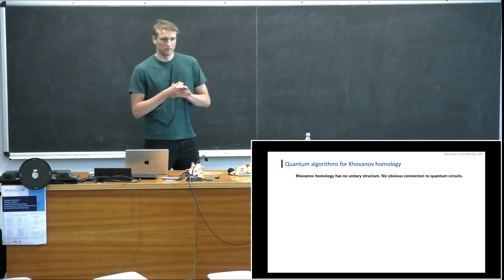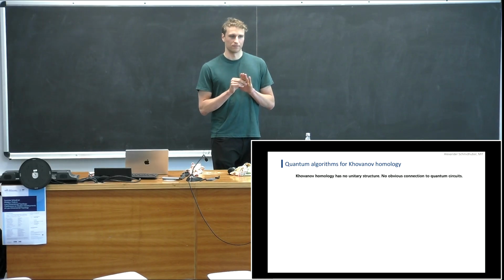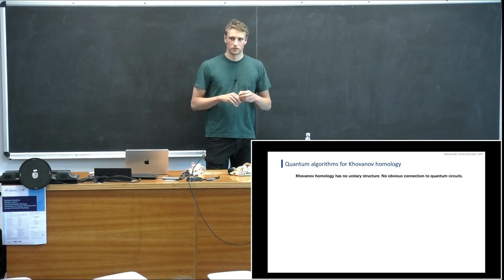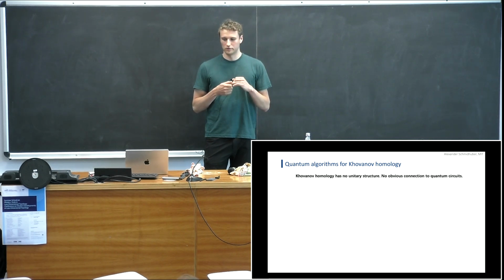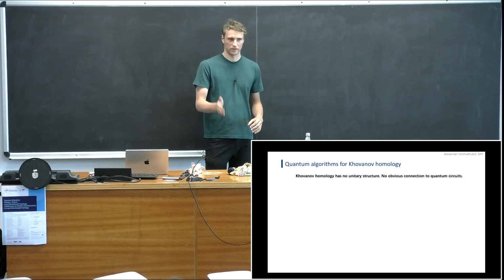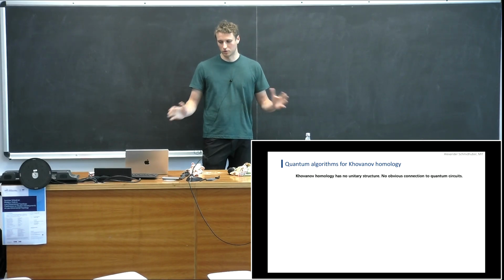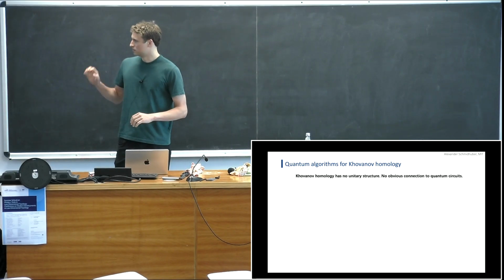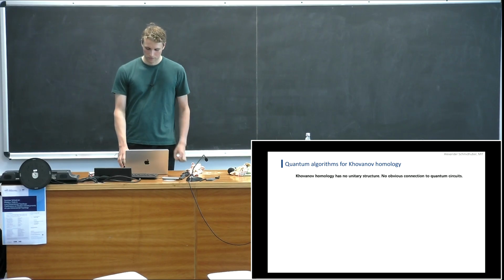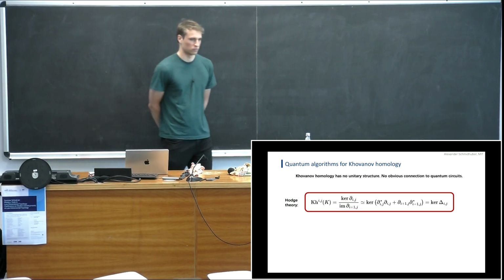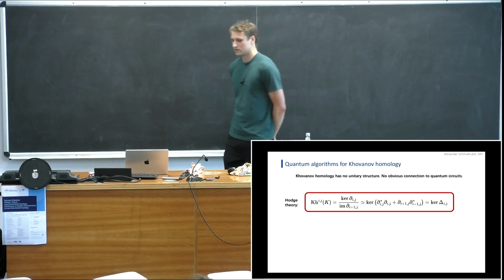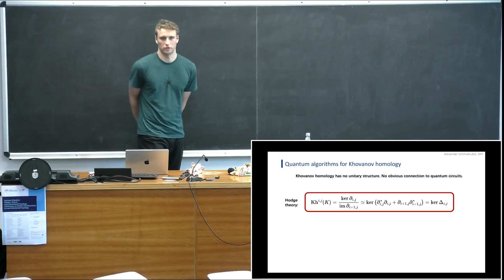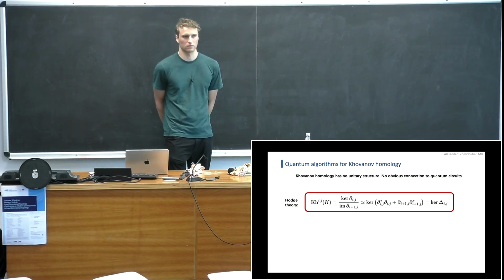So at first, it seems completely unclear how to do that. Once you go to Khovanov homology, you can no longer fix q to be a root of unity. So there's no unitary structure anymore. There is no obvious connection to quantum circuits at all. Sort of everything I've explained previously breaks down. There's also no obvious connection to the Hadamard test or these other existing quantum algorithms. So we really needed a key new idea, which we take from Hodge theory, which says that one can rewrite these homology groups as the kernel of some linear operator, which is called the Hodge Laplacian.